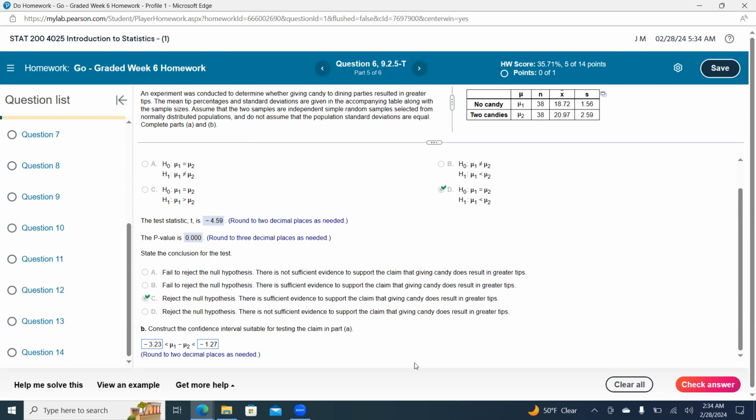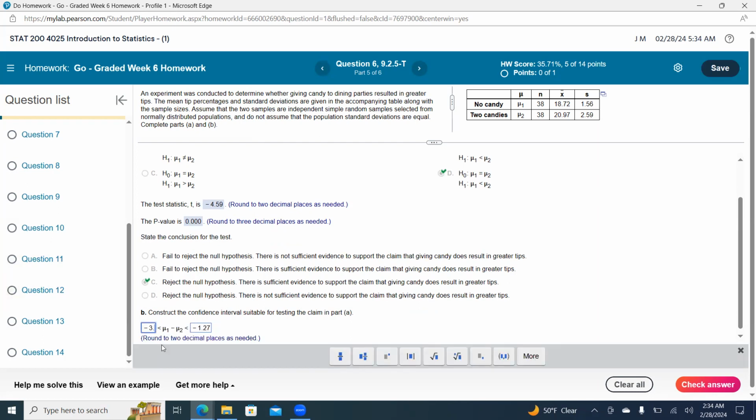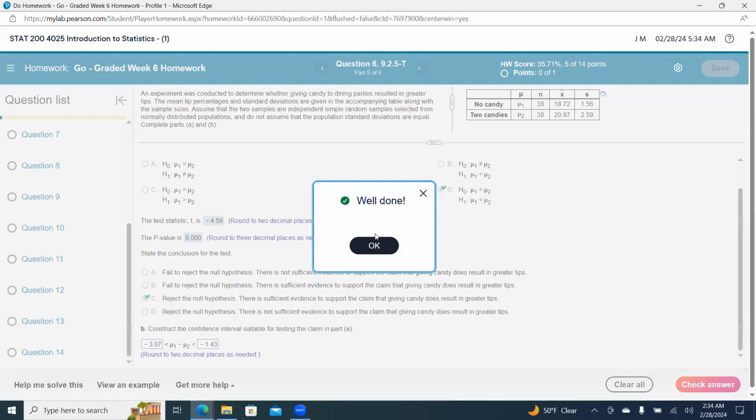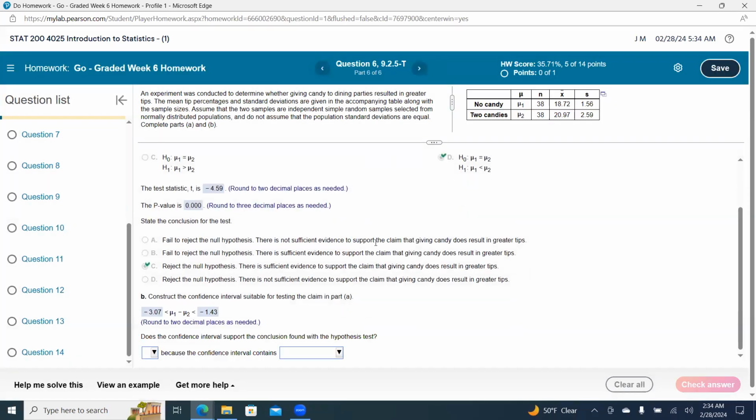If we try that, I get negative, round to 2 decimal places. Yeah, negative 3.07. Negative 1.43. Okay, good. So yeah, we did have to multiply the confidence by 2. I think if it's two-tailed, not equal to, then you don't. But if it's left-tailed or right-tailed, then we have to multiply the alpha by 2.